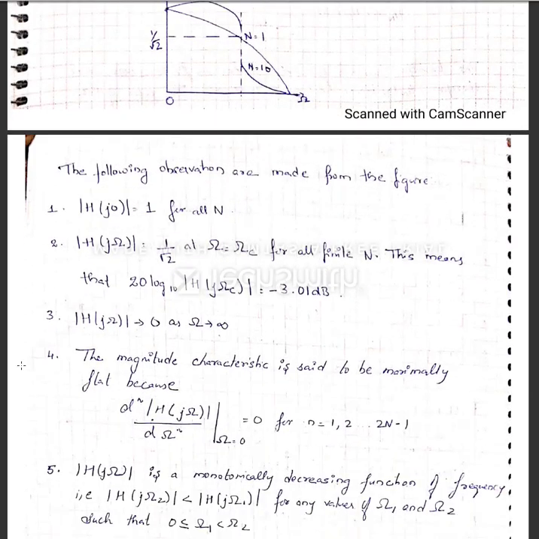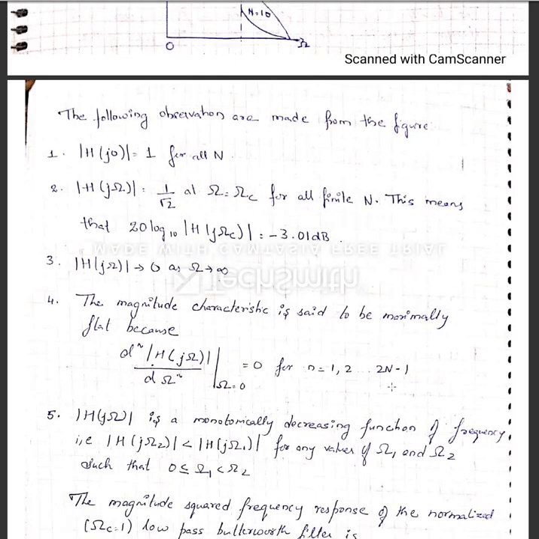Now, the magnitude characteristic is said to be maximally flat. This Butterworth filter is also called a maximally flat response filter. Why? Because the differentiation of the magnitude of the frequency response with respect to omega will be equal to 0, for any value of small n taken from 1 to 2n minus 1.